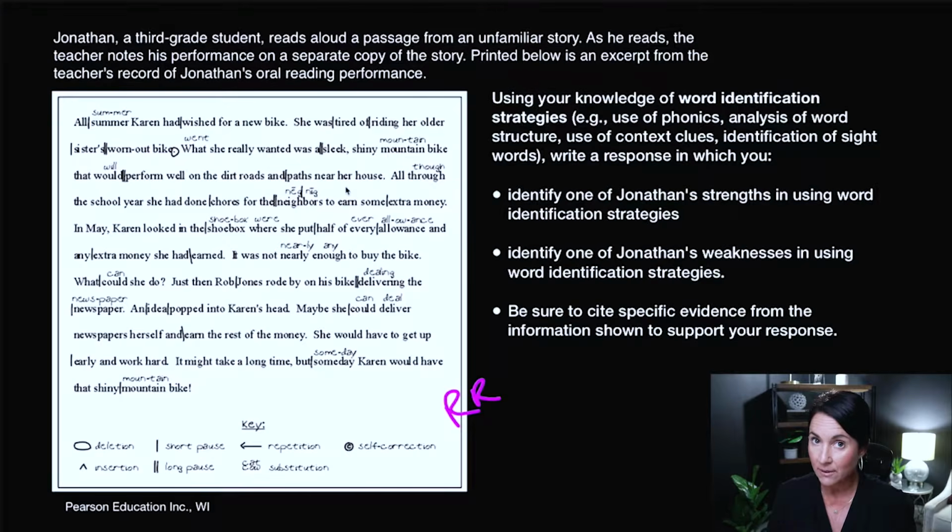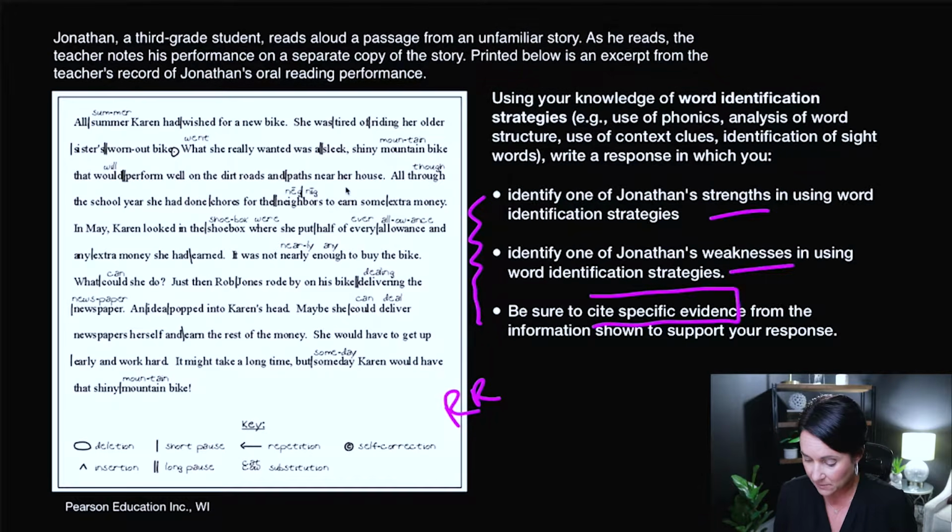We know we're going to get something like this, so we are prepared. And these bullets here are always the same. I'm going to find a strength, I'm going to find a weakness, and I'm going to cite specific evidence here, okay? So what I want to do is take a look at this running record. Where is this student kind of messing up or miscuing? And where is the student doing a good job?